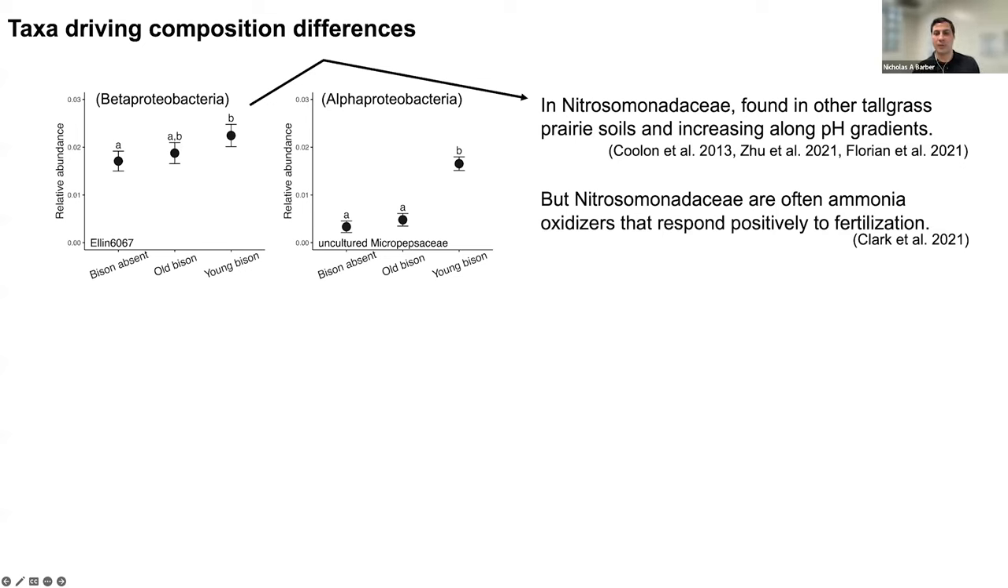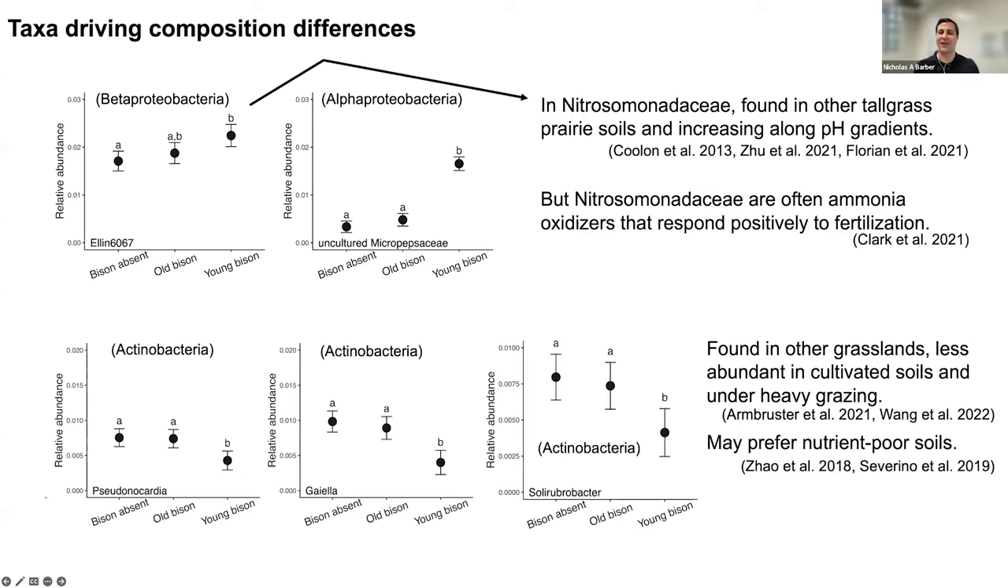There were also taxa that were generally significantly lower in relative abundance in the young bison sites. Here's three genera following that pattern, all in the actinobacteria. These genera have all been found in other grasslands too, and found to be rare in cultivated soils or under heavy grazing. They also seem to prefer nutrient poor soils, which might be what these soils look like after that legacy of fertilization goes away.